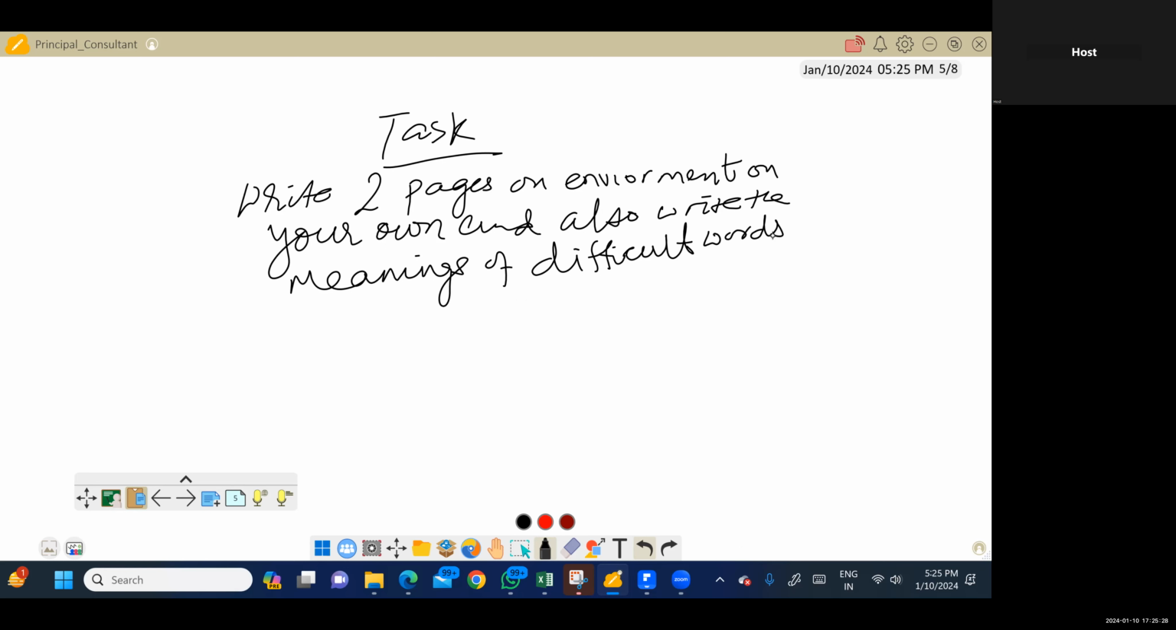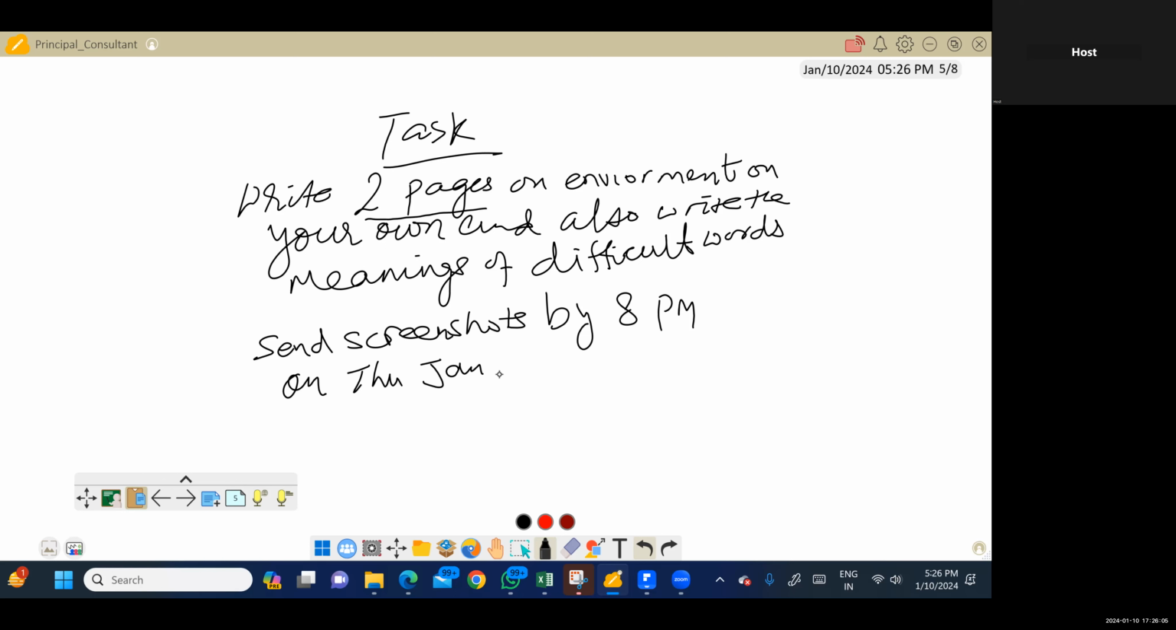The same thing what we did today. Today you wrote 10 sentences on environment. Now you will write 2 to 3 pages on environment on your own and also write the meanings of difficult words and send a screenshot to me. Send screenshots by 8 p.m. on Thursday, January 10, 2023. This is your task. By tomorrow 8 p.m. I want the screenshots of all the word meanings and the notes.